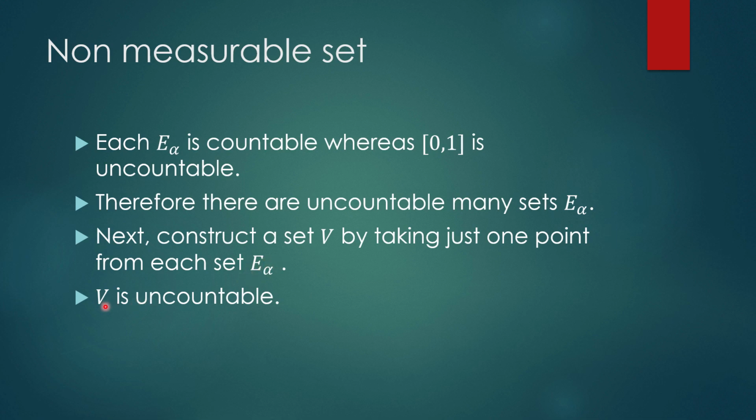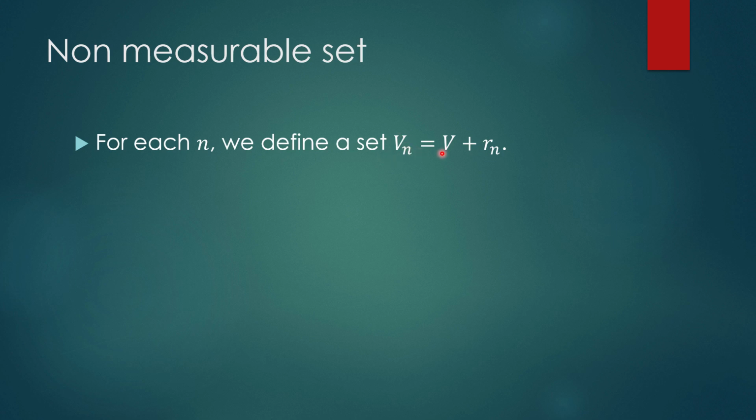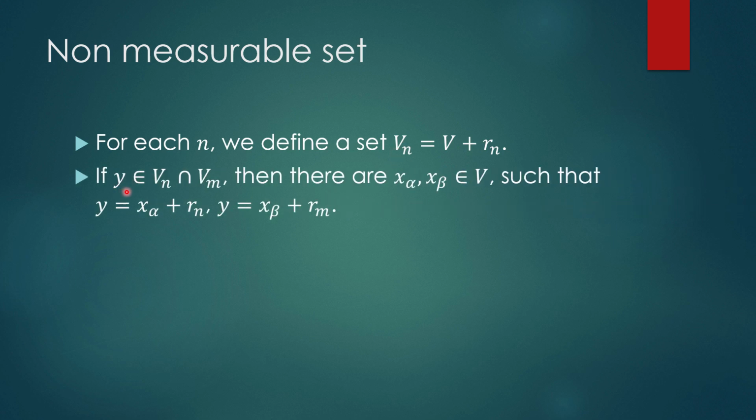Okay, that is true. For each n we define Vn: in V, if you add the rational number Rn, then you form the set Vn. If V is measurable, then the translation of a set is also measurable, and the measures are equal. So then Vn is also measurable. Now let us show that the Vn are disjoint, I mean Vn and Vm are disjoint if n and m are different.